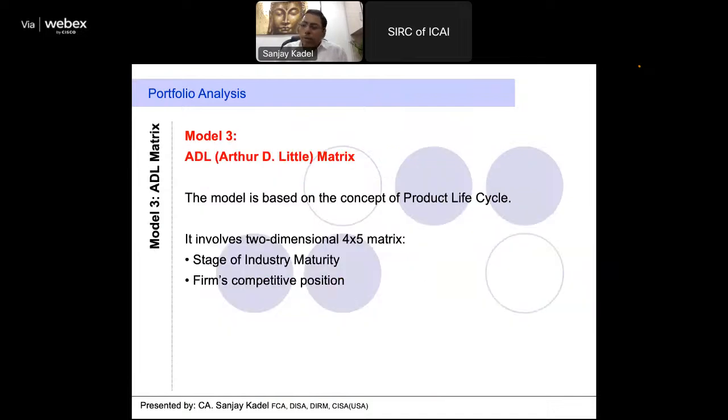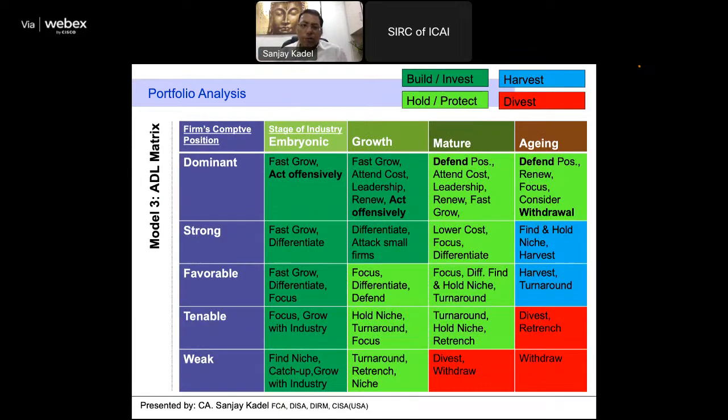Then you have model number 3. Model number 3 talks about ADL matrix. ADL means Arthur D. Little matrix. It is proposed by one author called as Arthur D. Little. Now, many times you know very well that people are not true to their name. So here the name is Little, but this person has proposed a bigger matrix. So here is the matrix which he has suggested.